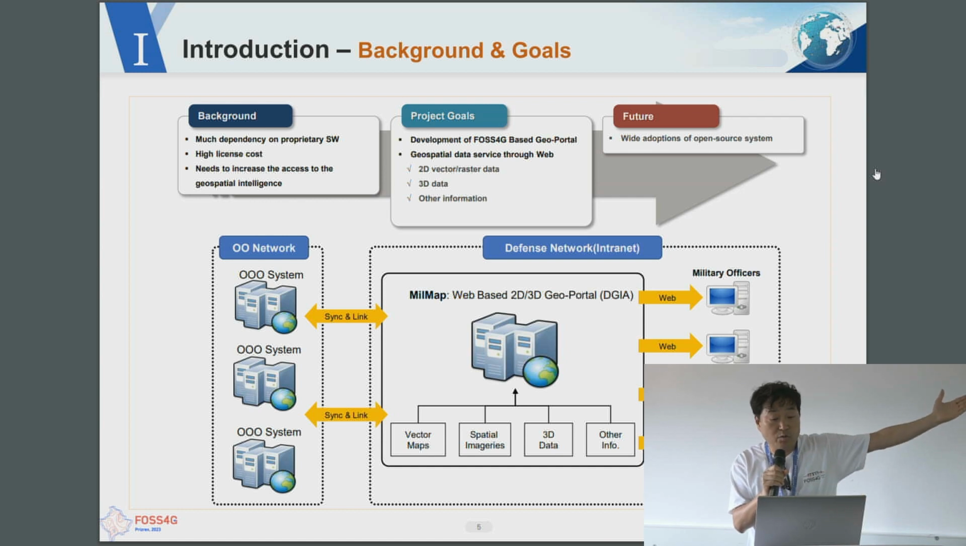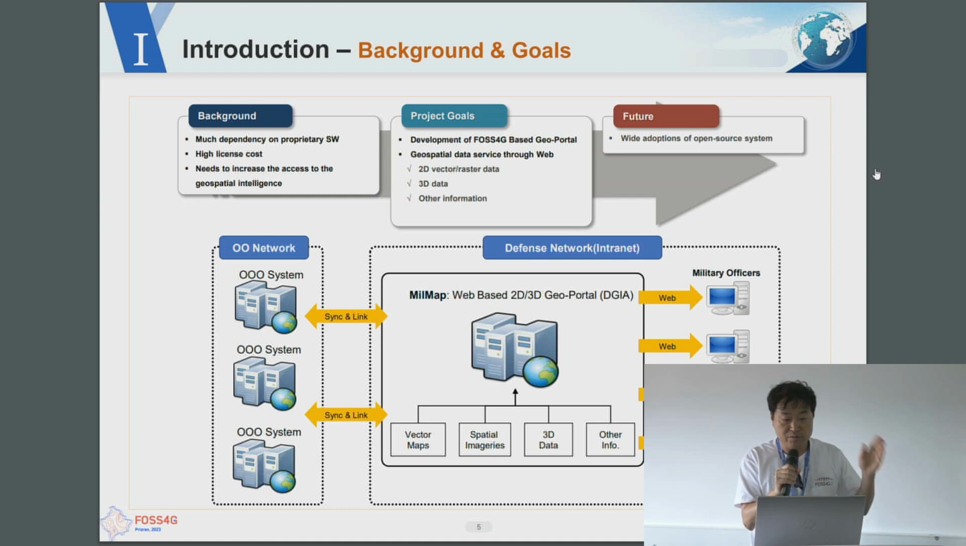So at the time, the project goal was like this: the development of the FOSS4G based geo-portal, and then service all the geospatial data through the web using open source GIS. And then we successfully implemented all the things.